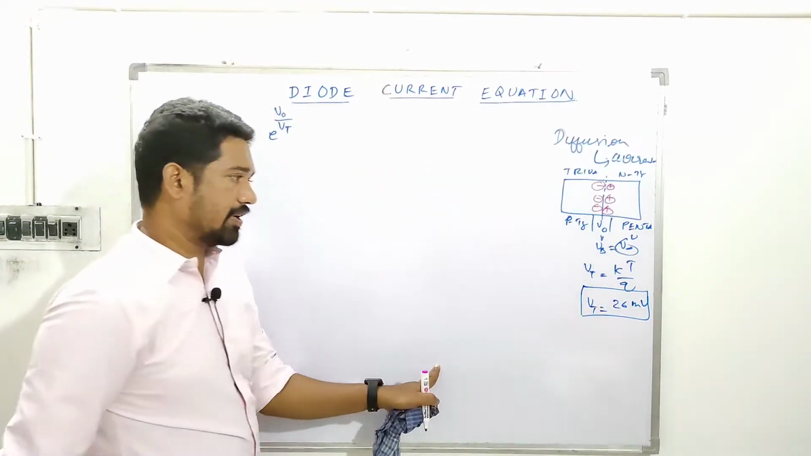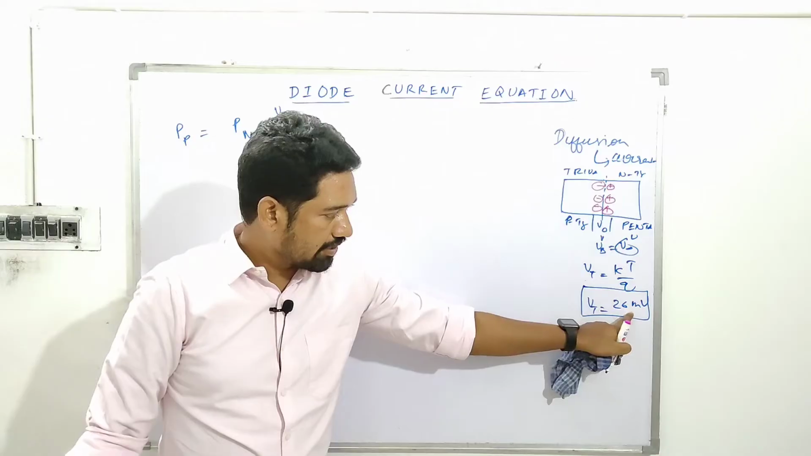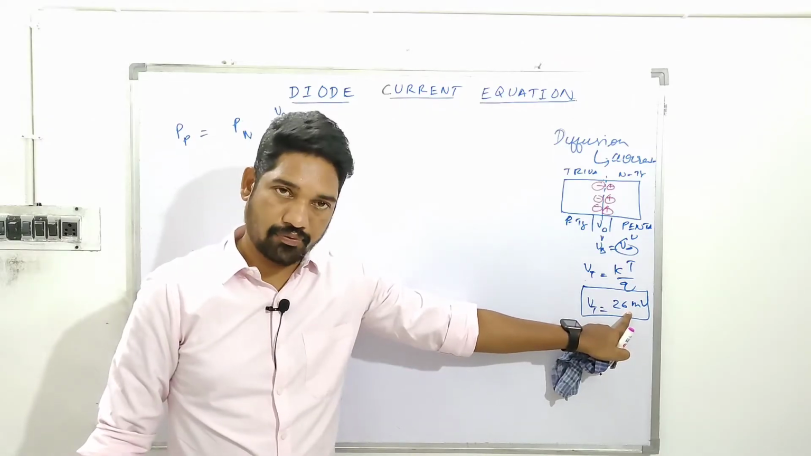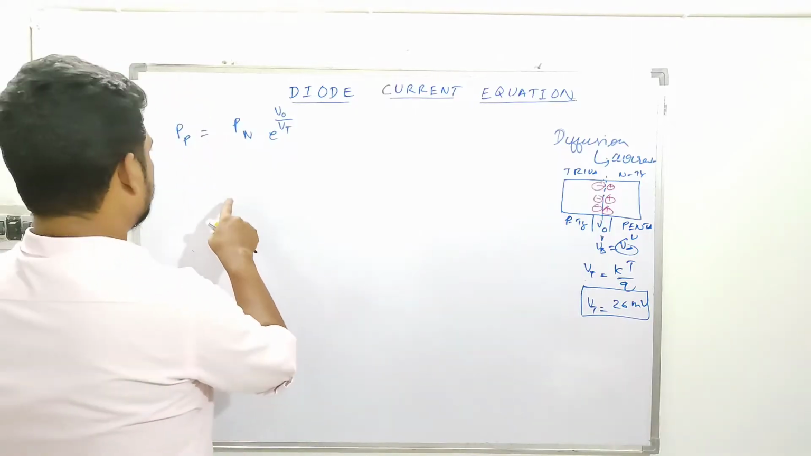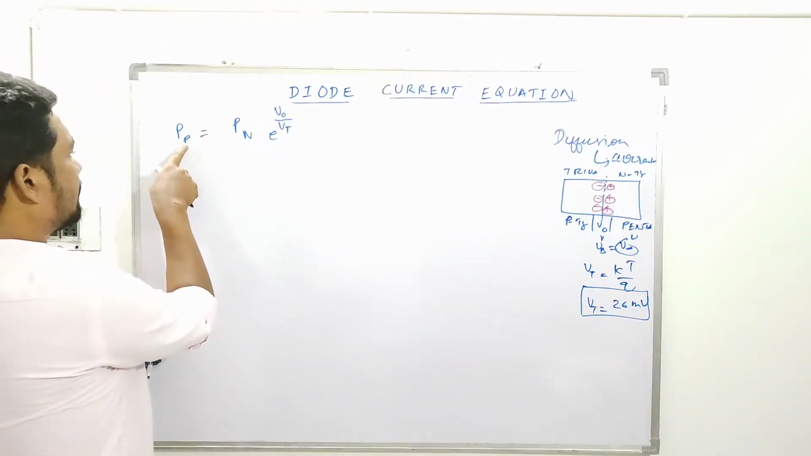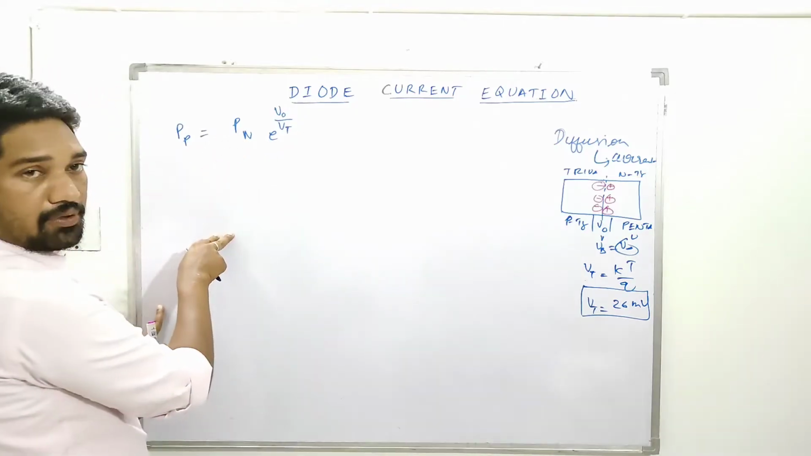Unless and until specified for a particular temperature, we consider room temperature, and VT is equal to 26 millivolts. It can be proved, go check it. We have not much time for that one. All right, so this is the case: the number of holes in the P region and the number of electrons in the N region. This is the relationship.